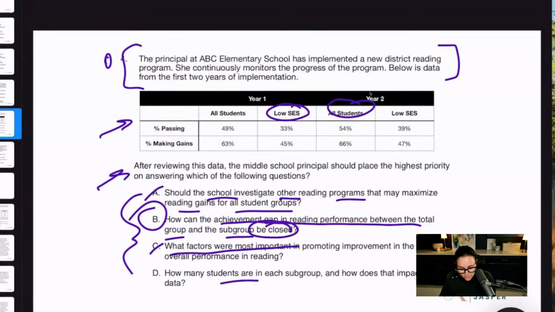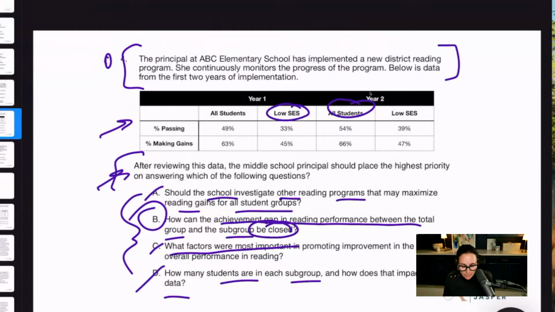D, how many students are in each subgroup and how does that impact the data? All right, this is something we want to think about, right? If you've got a small sample size and you're making decisions, obviously, like if there's only 3 kids in a subgroup, we might want to use some qualitative data on those kids and figure out what they need, right? But if you've got hundreds of students in a subgroup, that obviously is going to be statistically significant. But is that really important when we're making decisions about achievement? Not really. It's kind of like a nonsense answer.